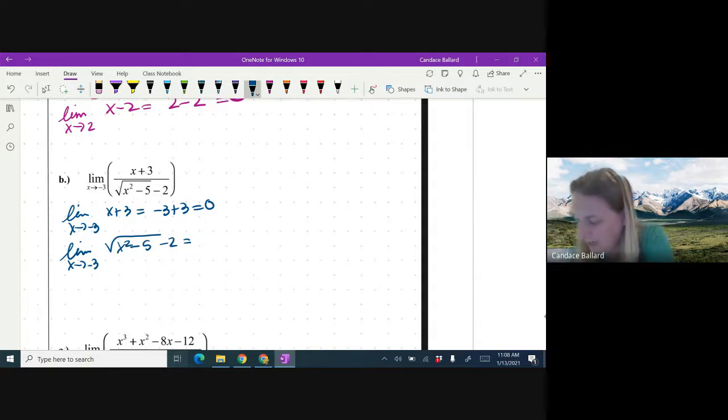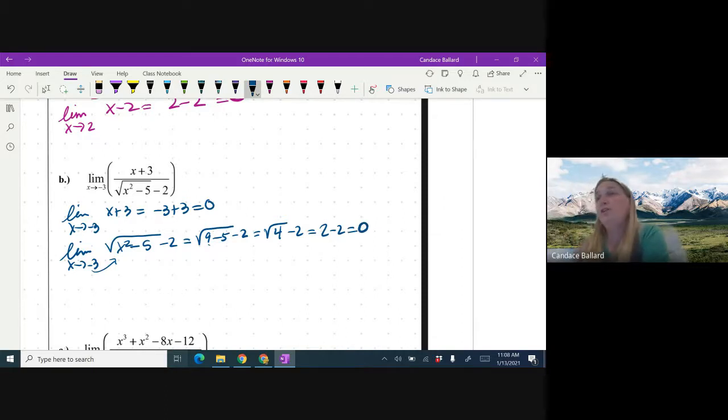Okay, so I'm plugging in negative 3. I'm going to do a little bit of work in my head. I know negative 3 squared is 9, minus 5, minus 2. 9 minus 5 is 4. Square root of 4 is 2, minus 2 is 0. So my numerator and my denominator both came out to be 0.